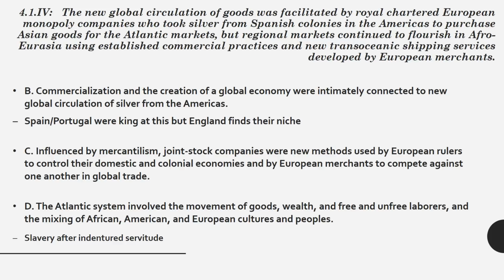And then, of course, Atlantic system is another one, indentured servitude, slavery. Those things are going to start to combine the labor sources here and kind of merge these things together.